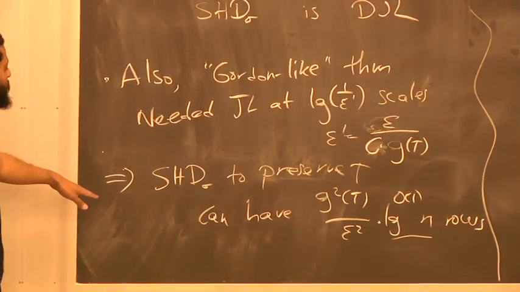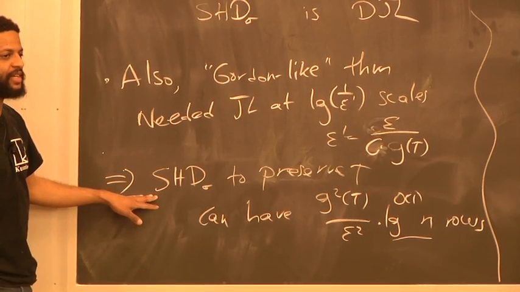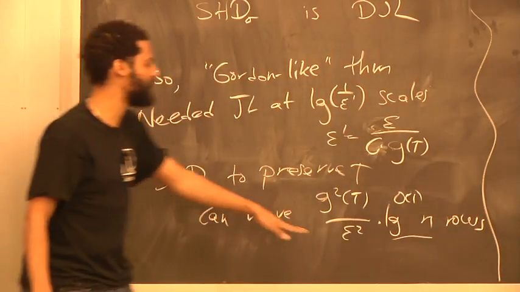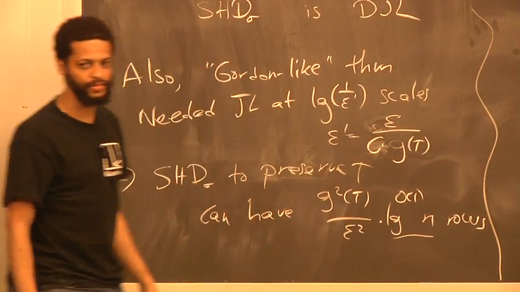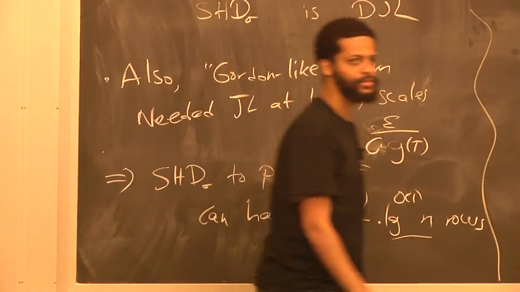And actually, that was the paper that I presented that time in lecture. That was their motivation. They wanted to say that this matrix can have this many rows and preserve things. Once you have RIP implies DJL, and DJL implies Gordon-like theorems, then you just combine them.